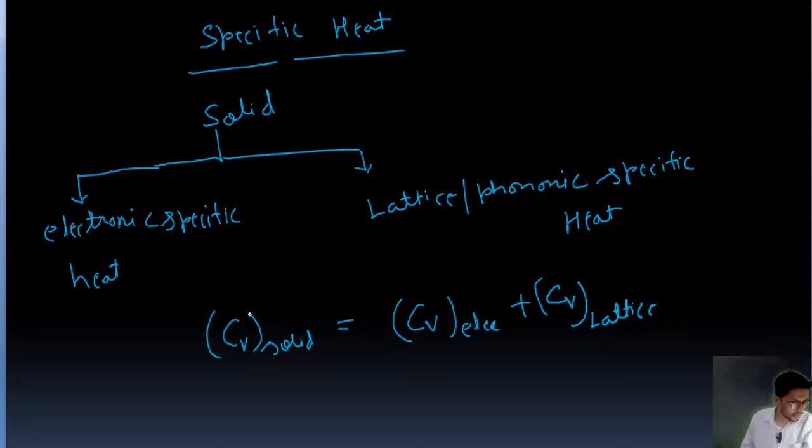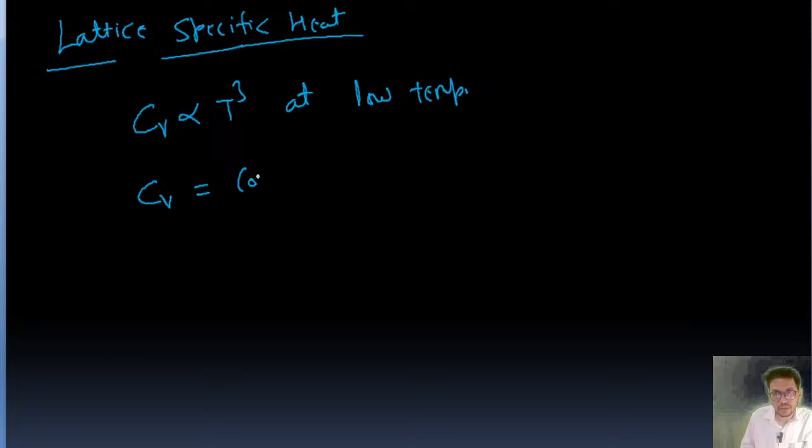Next, experimentally we have found the lattice specific heat. Experimentally we have found that Cv, the specific heat, is proportional to T cube at low temperature, and Cv is constant at high temperature. That's what we have found experimentally.